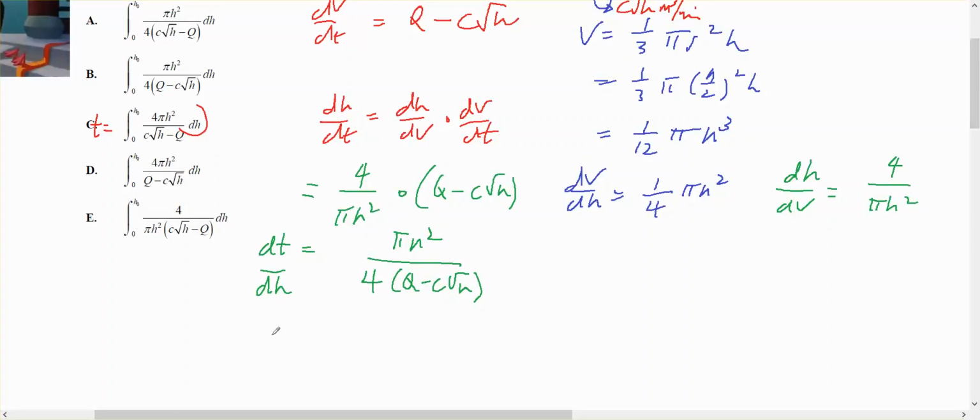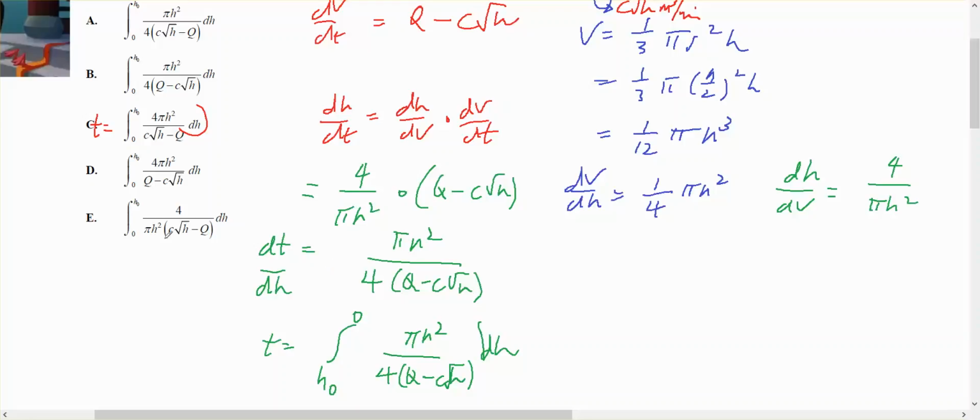Which means that t will equal the integral, and I'm going to go from H0 to 0 because I started with H0 amount of water and I finish with no water, and how long will that take is what the question asks. So I've got pi h squared on top of 4 times q minus c square root of h dh.